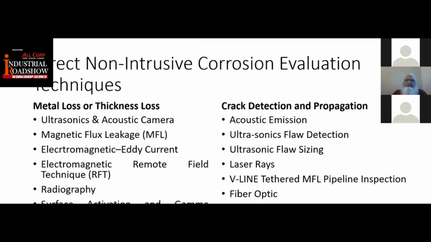Acoustic emission, ultrasonic flaw detection, ultrasonic flaw sizing, laser arrays, tethered MFL pipeline inspection, fiber optics, magnetic imaging, and microwave techniques for indirect detection of moisture under insulation, and a hydro detector for corrosion under insulation. So these are the techniques which are applied from outside the equipment structure and the pipelines to evaluate the state of corrosion and the state of the equipment.